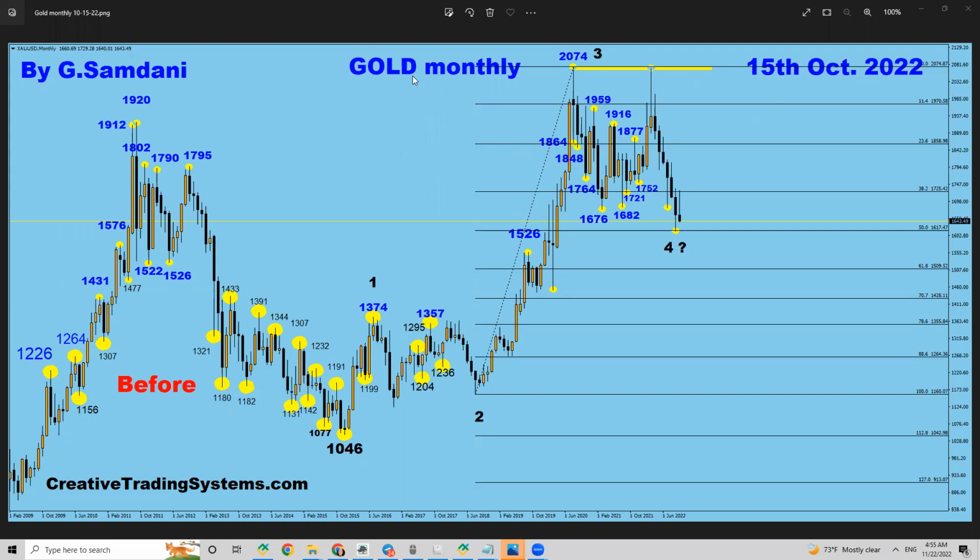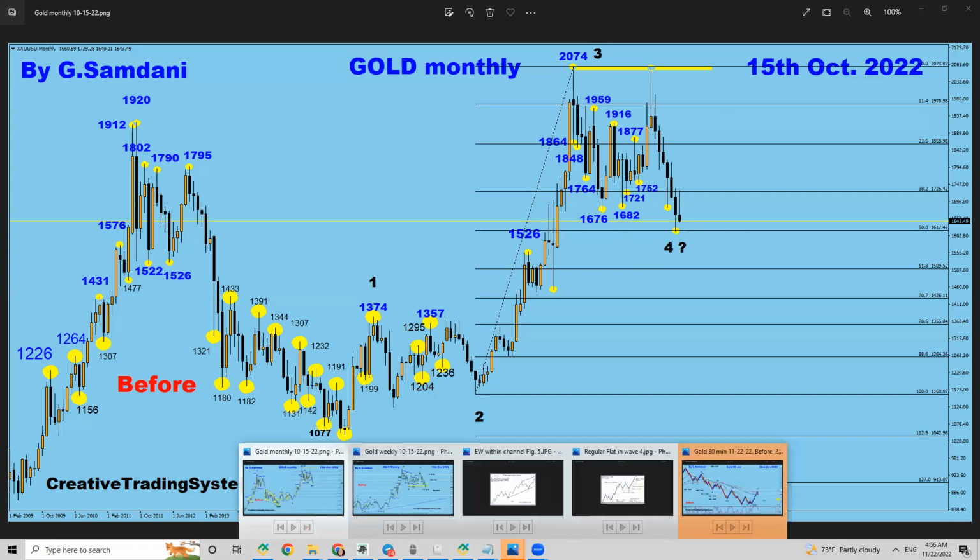This is a gold monthly chart I made on the 15th of October 2022, and the target was this 50% for wave 4. It has already touched it, and the question was whether wave 4 is finished. It was supposed to be 1, A, B, C, 2, wave 3, then A, B and C, wave 4, followed by wave 5 to the upside. So this was the monthly chart.